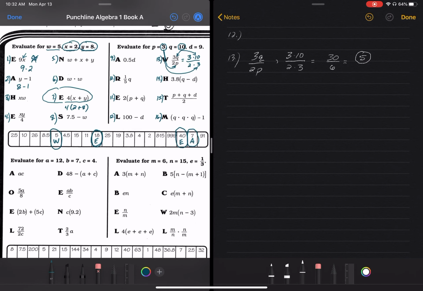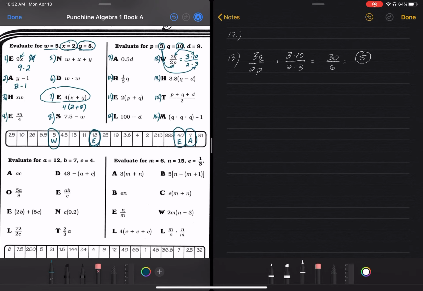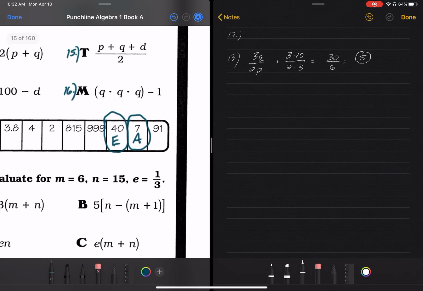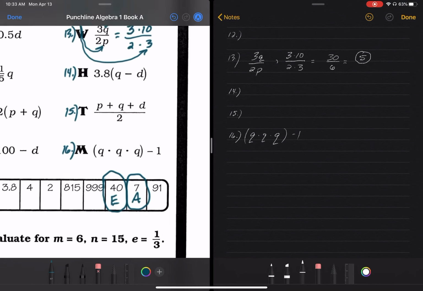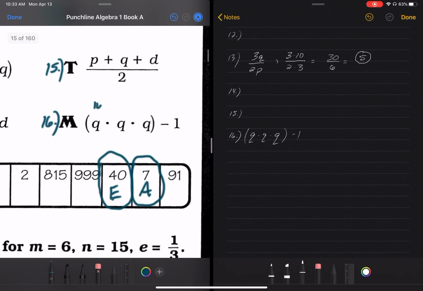And if you're not printing this out, I don't expect you to fill in the little puzzle thing down there. Okay? Let's do this one down here, number 16. Number 16 looks kind of cool. So 13, 14, 15, 16. 16 says Q times Q times Q, all in parentheses, and then subtract 1. Okay? So Q, we've already done that. Q is 10. So this is going to be 10 times 10 times 10, and then subtract 1.